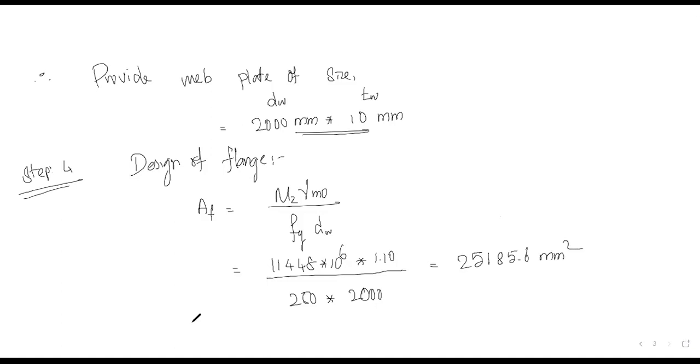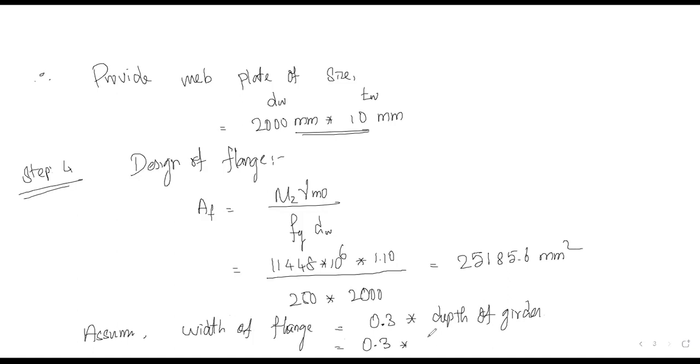So the area of flange required is 25,185.6 mm square. Now I am going to assume the width of flange is equal to 0.3 times the depth of girder. So 0.3 into 2000, it becomes 600 mm.